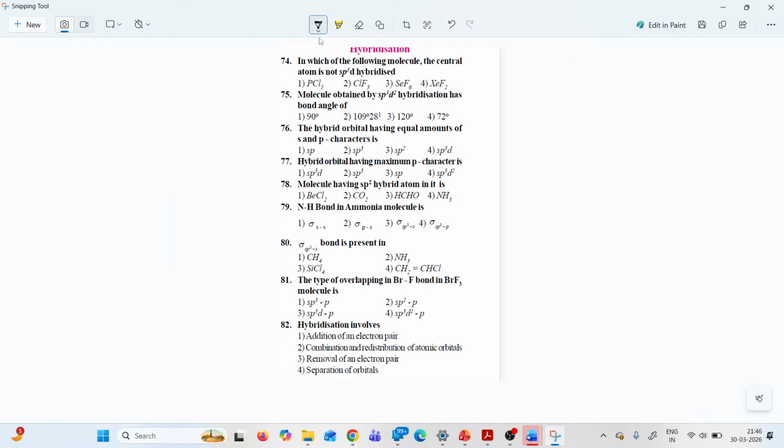Right. In which of the following molecules is the central atom not sp3d hybridized? So the answer is this one. By using this trick you can answer all questions related to hybridization easily.